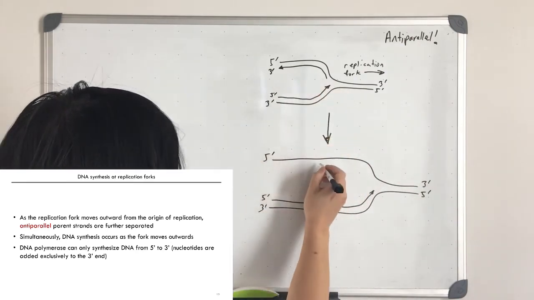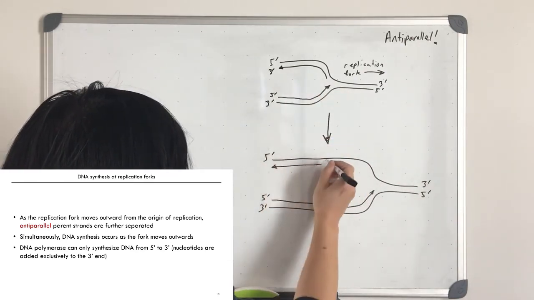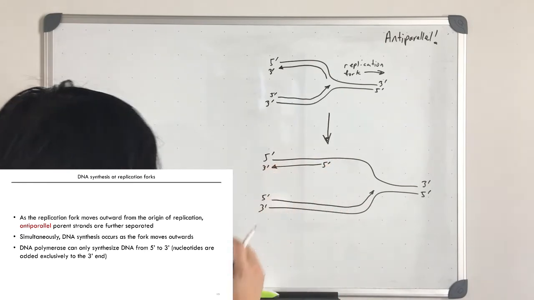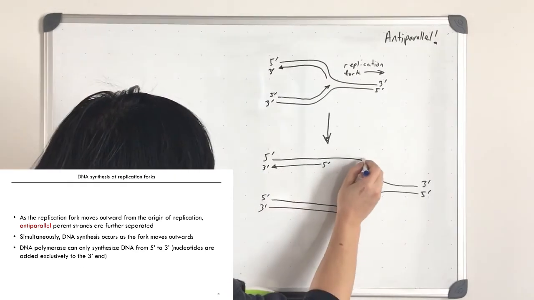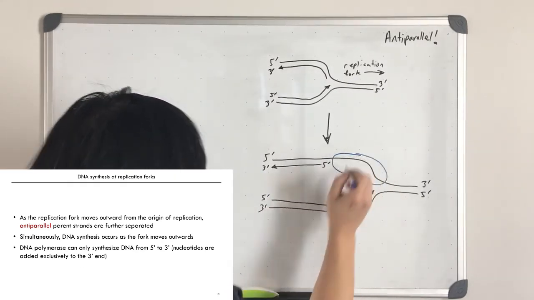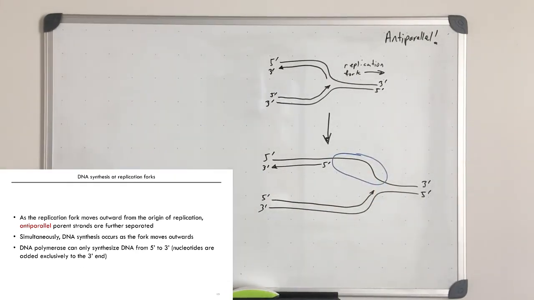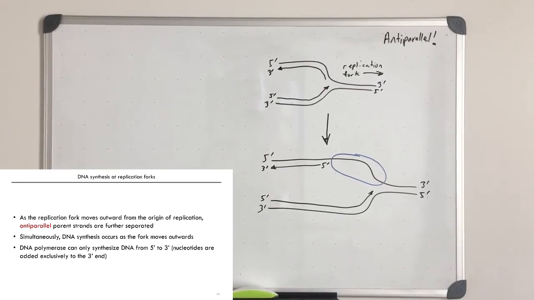The other daughter strand is synthesized from 5' to 3' away from the replication fork, and as the replication bubble grows and the fork moves outwards, this leaves a gap in the newly synthesized DNA on this strand. Somehow this gap needs to be filled.